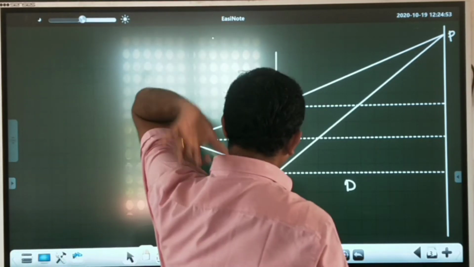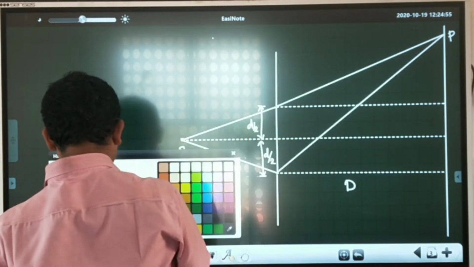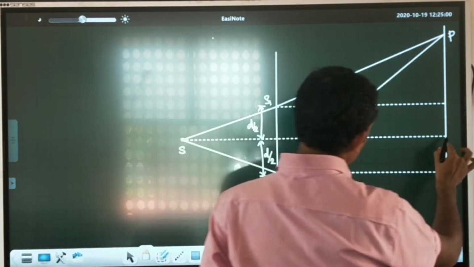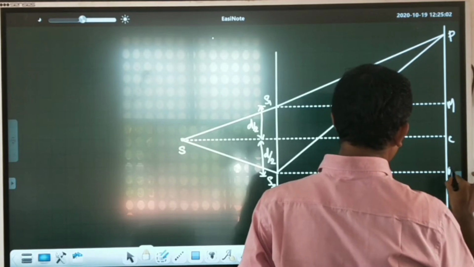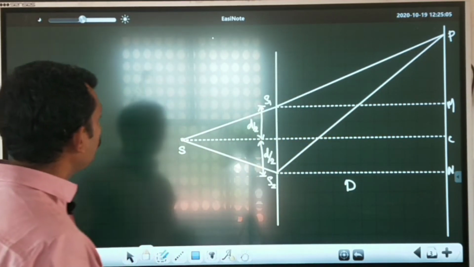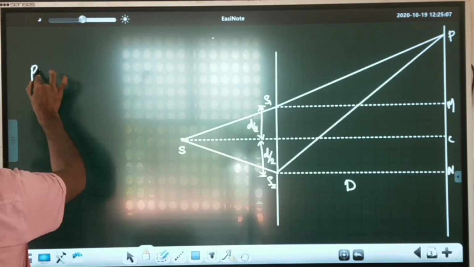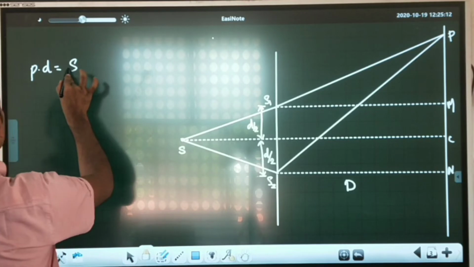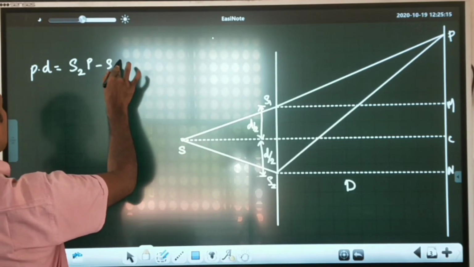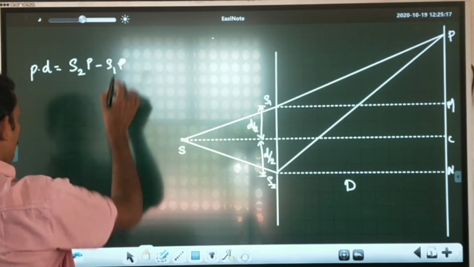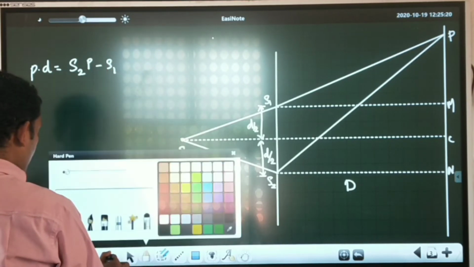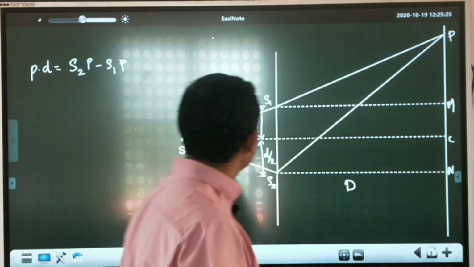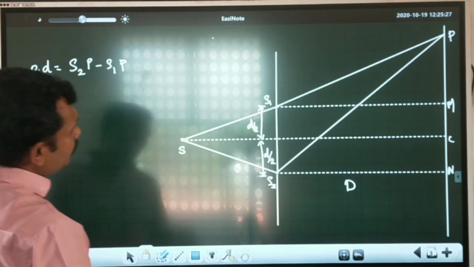Now we'll consider this. S1, S2, C, M, N. So here I have to say path difference is equal to SS1 is already equal to SS2, as we said in the previous condition. Path difference is S2P minus S1P. That's the path difference between the two superposing waves, right?